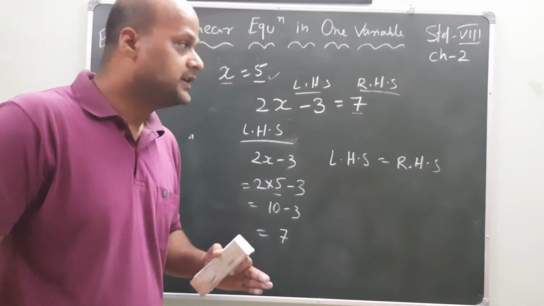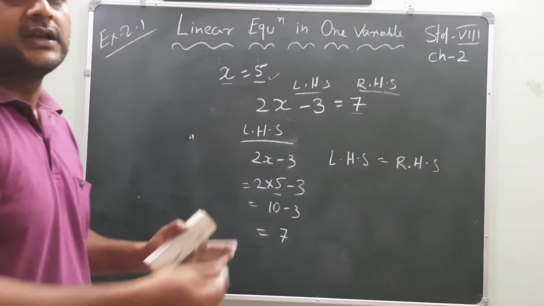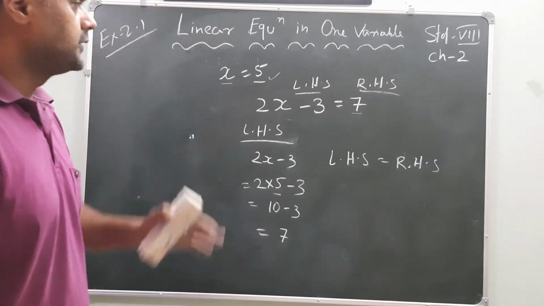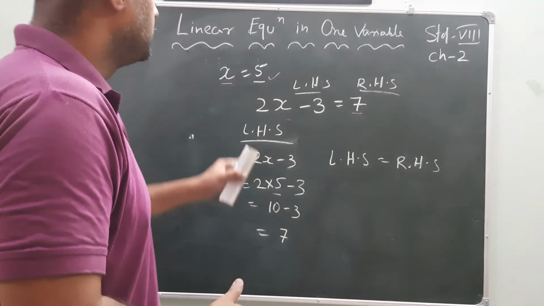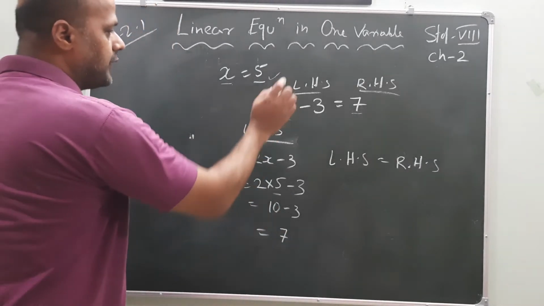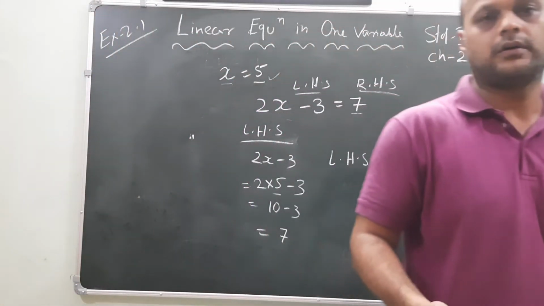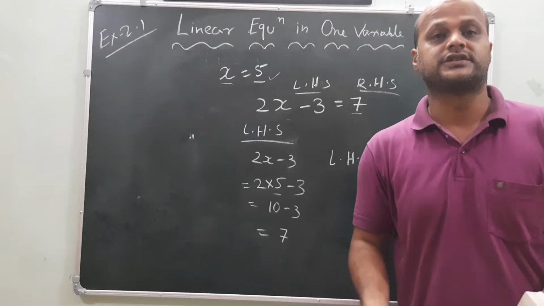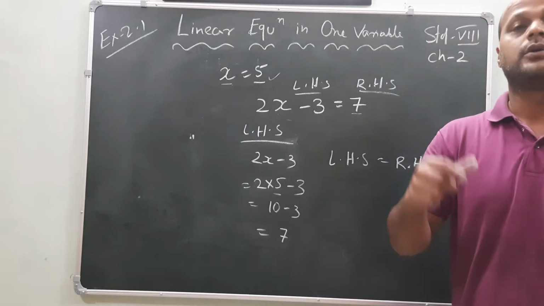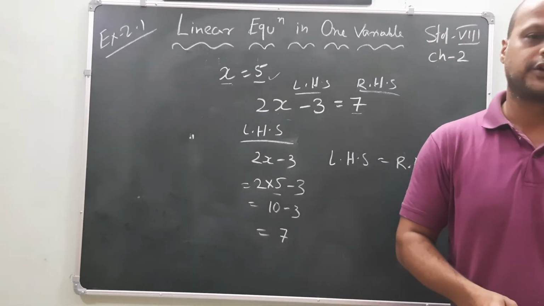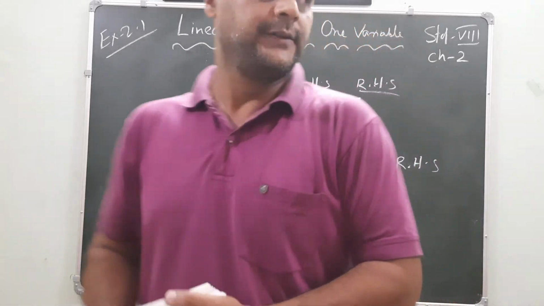Understood, my dear friends? This is the LHS RHS problem. But remember that here the value of x we are putting is 5. In your textbook, so many questions are there. Whenever you do them, you have to do it very carefully. So remember this one, my dear friends.